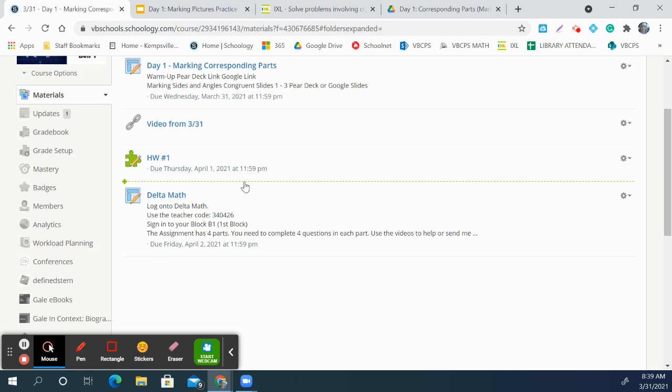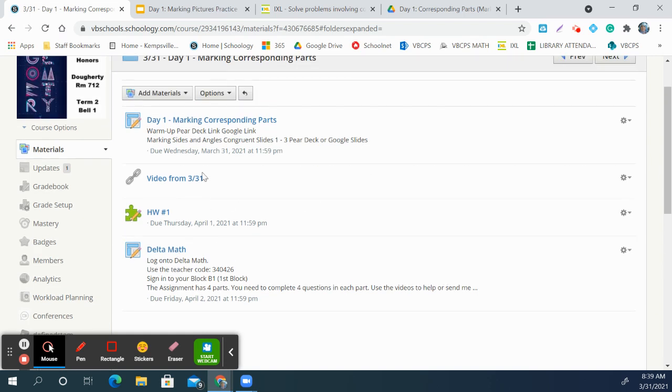All right, questions about today? No, don't work on the Delta Math until tomorrow, unless you want to. Like if you're bored and you want to do math, go for it. But we'll look at that tomorrow. Homework: this green puzzle piece, and then the IXLs. Okay?